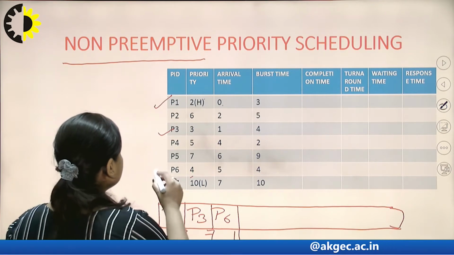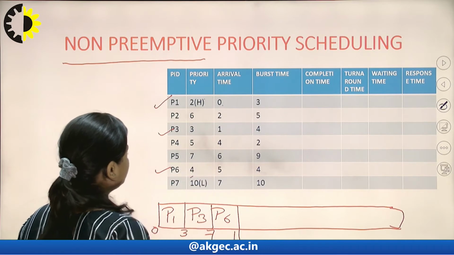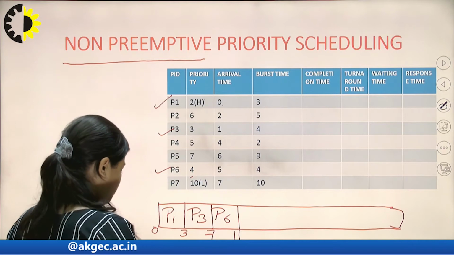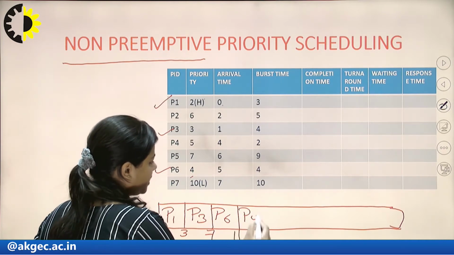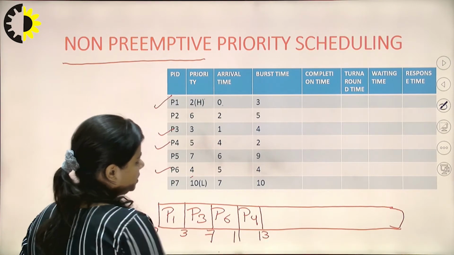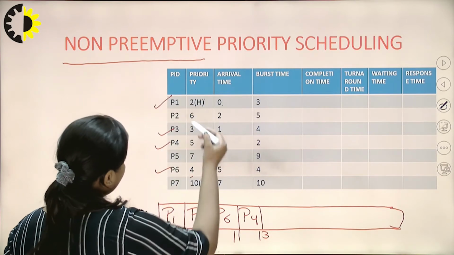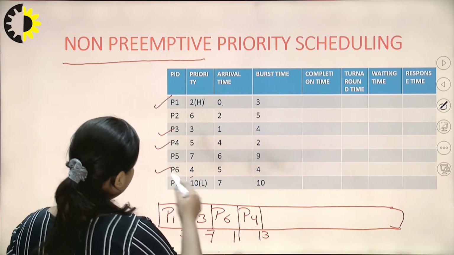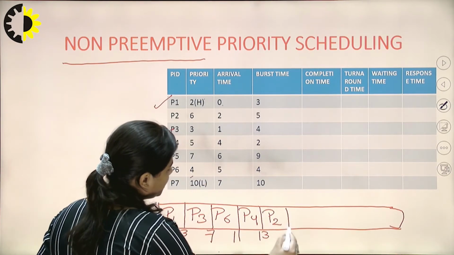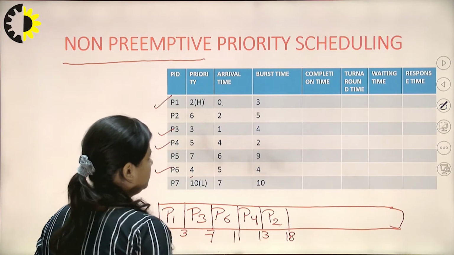After P6 is done, we have P2, P4, P5 and P7. P4 has the highest priority, so P4 goes into the Gantt chart. P4 requires 2, so it is now 13. After P4, we have P2, P5 and P7. Among them P2 has the highest priority, so it goes into the Gantt chart for 5 units, making the total 18.